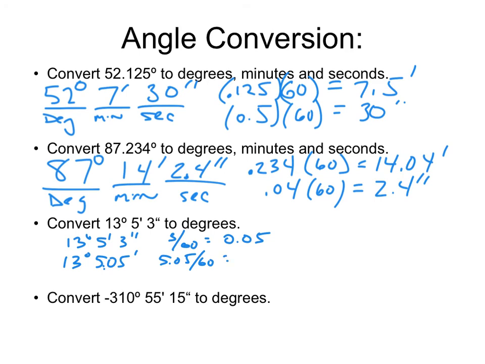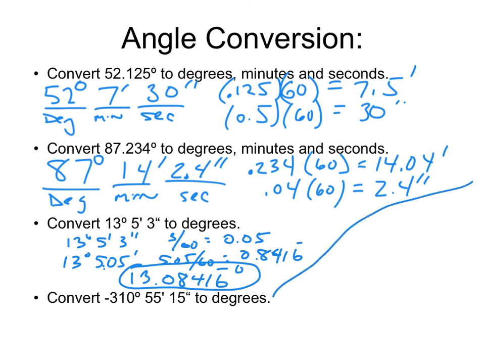And I get a really ugly number, 0.8416 repeat, and so then I add that to the 13. So there's 13.08416 repeat degrees. So I'm going to go over to here to do this last one. You going to try it on your own?